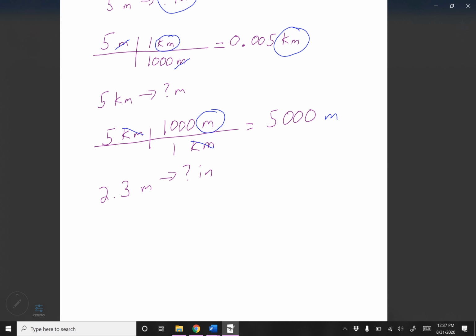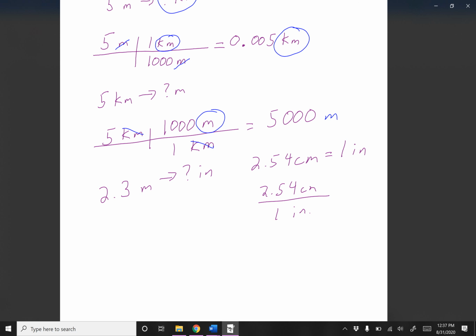So maybe I can't remember exactly how many meters is 1 inch. But maybe I do know this. I know that 2.54 centimeters is 1 inch. That's my conversion factor. So I could also write it like this: 2.54 centimeters gives me 1 inch. Me personally, this is the one that I know. I don't necessarily know how many meters there are in 1 inch, but I do know that there's 2.54 centimeters, because that's an easy number for me to remember.